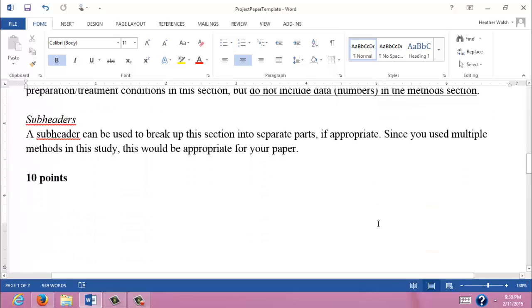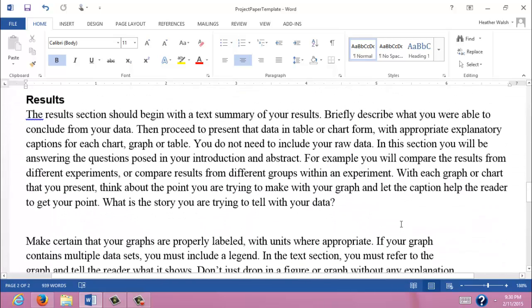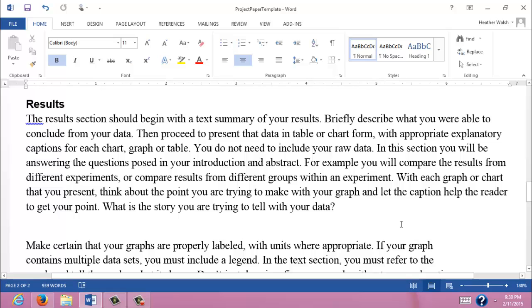Okay? Now, in terms of subheaders, what you may want to say is Spec 20 method, back titration method, because you use multiple methods in this study. Now, the results section, okay, it's going to be a text summary of your results. So basically, what were you able to conclude from your data? Right now, I know from last week, we cannot conclude that the age of the sample directly relates to the percent of salicylic acid in the sample, at least using the Spec 20. Okay, so that's something you could say right off the bat.